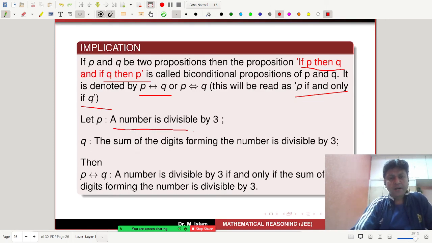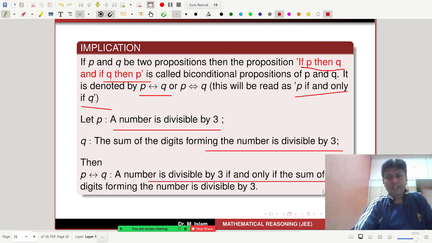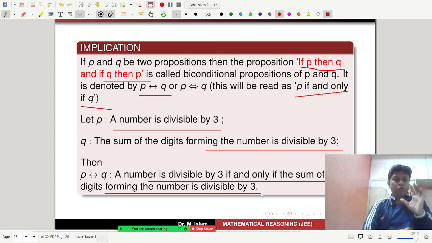Suppose P is the statement, a number is divisible by 3, and Q is the statement, the sum of the digits forming the number is divisible by 3. Then the biconditional is: a number is divisible by 3 if and only if the sum of the digits forming the number is divisible by 3. If the number is divisible by 3, the sum of the digits of the number is divisible by 3.